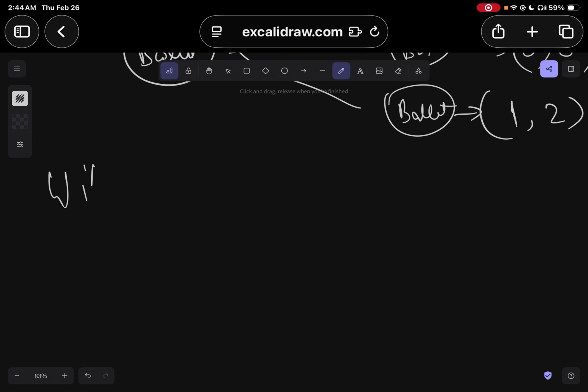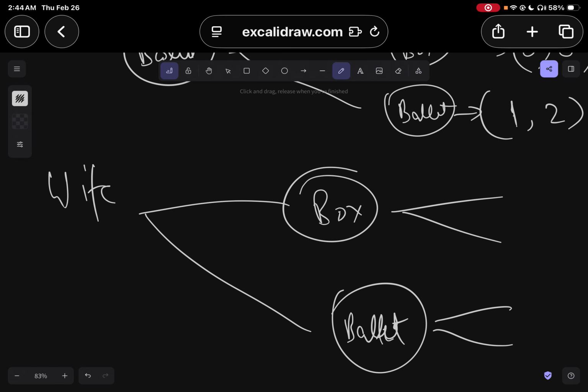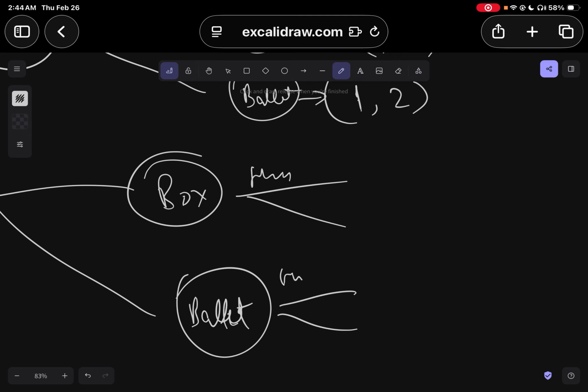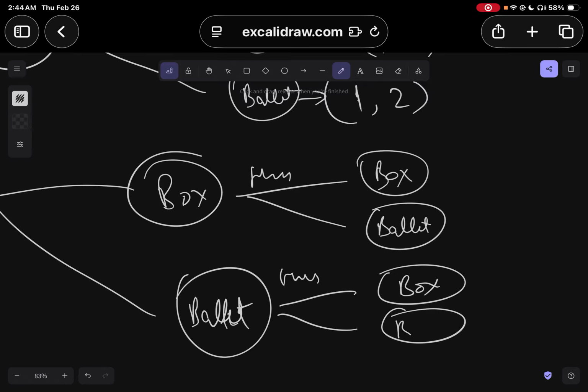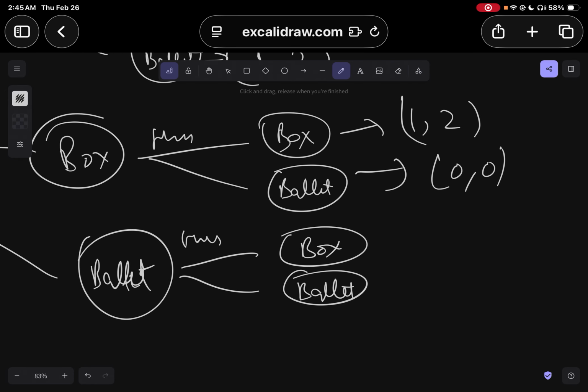Now let's go for the wife's thinking process. She can choose boxing or ballet. The husband can either go for boxing or ballet. If the wife chooses boxing and the husband chooses boxing, then the wife will get 1 and the husband will get 2. Here there will be 0-0 because both have chosen different things. Similarly 0-0, and if both of them choose ballet, then the wife gets 2 and the husband gets 1.